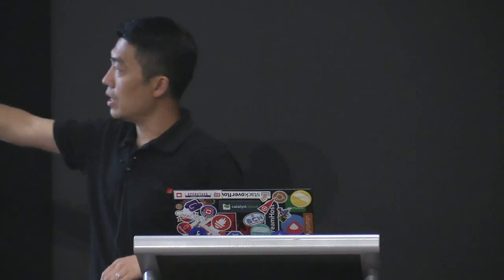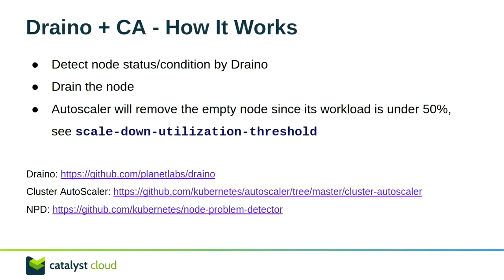In OpenStack Magnum, when you want to enable the auto-healing feature, you can select the Draino combination, Draino plus cluster Autoscaler. And as I mentioned, it's fully open source. You can find all the links there. Draino is from Planet Labs and the cluster Autoscaler is from Kubernetes, the Kubernetes repo.